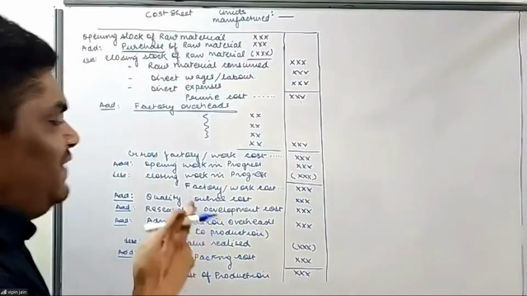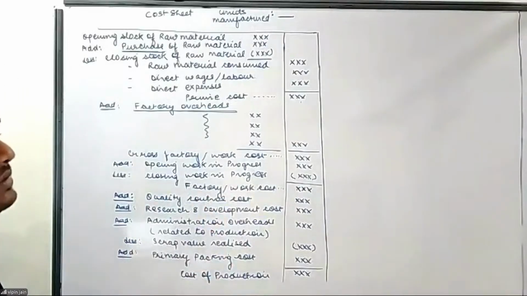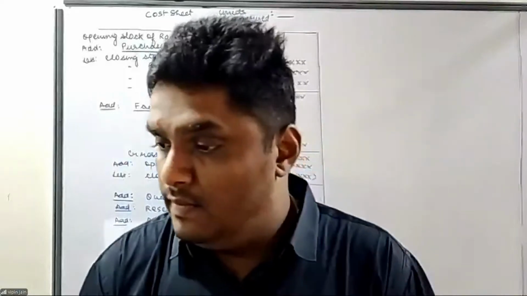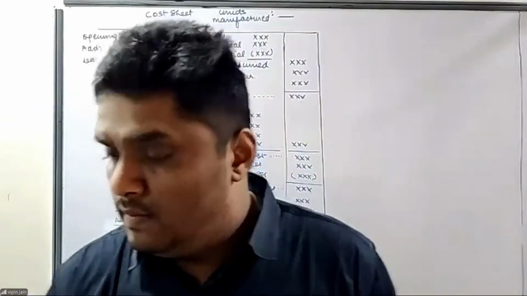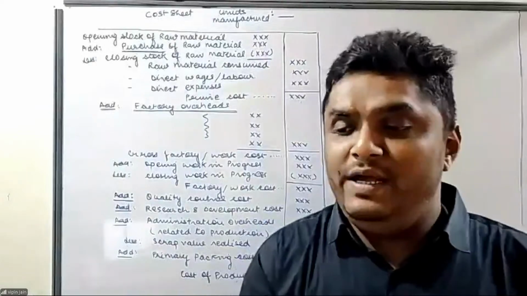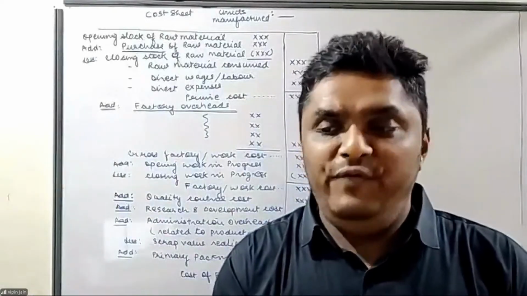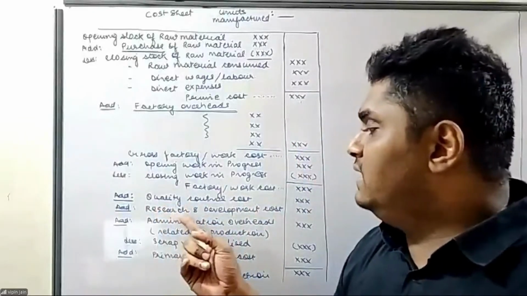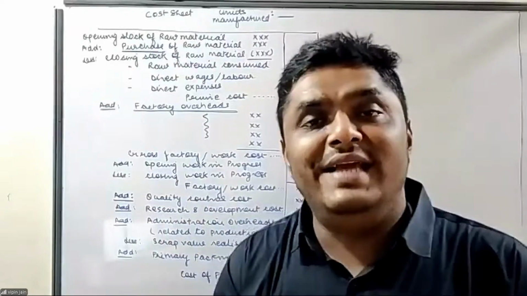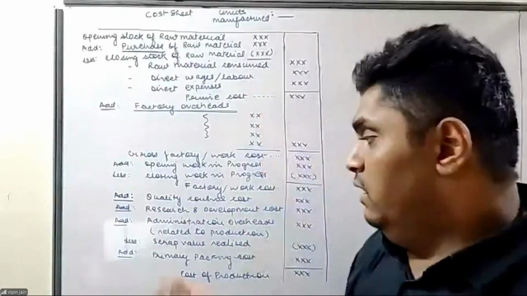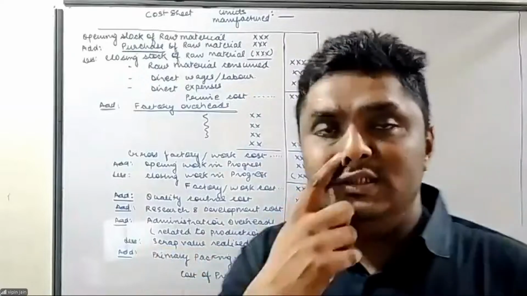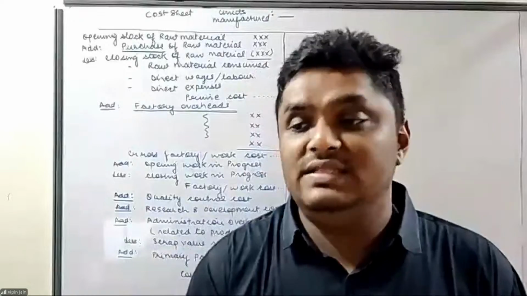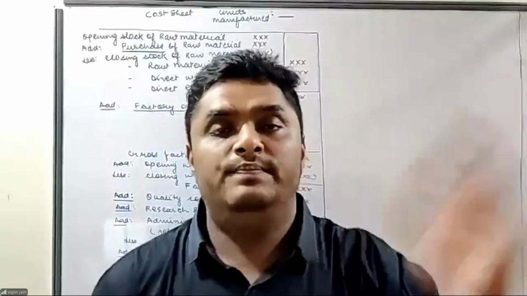After calculating the factory cost or work cost, we will add a few items. The first one is quality control cost. The second one is research and development cost. The third one is administration overhead related to production. Further, we will subtract the scrap value realized on sale of waste. And the last point is primary packing cost. Now, what are these terms? Let's discuss one by one.